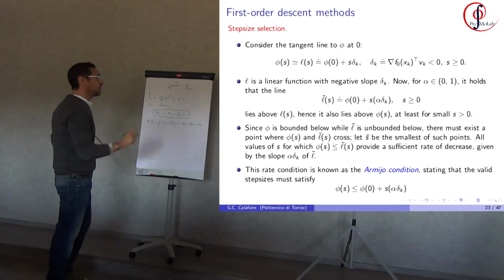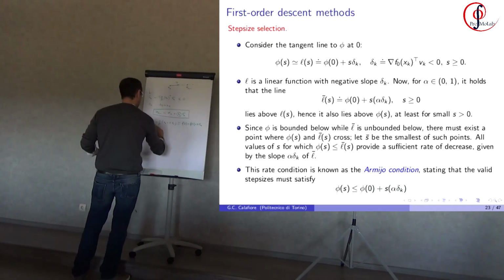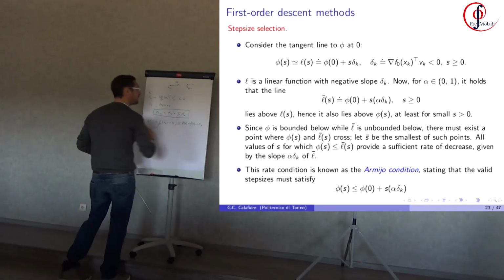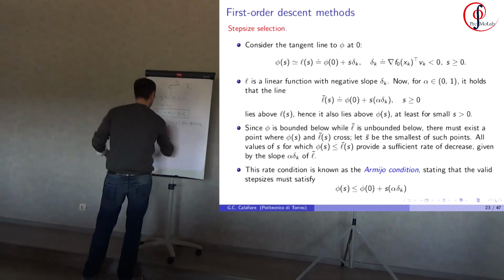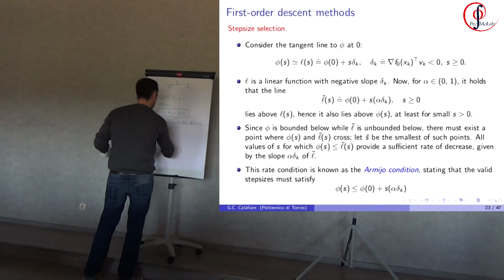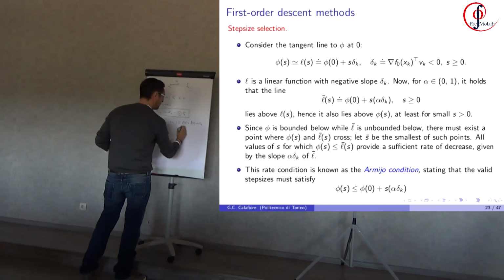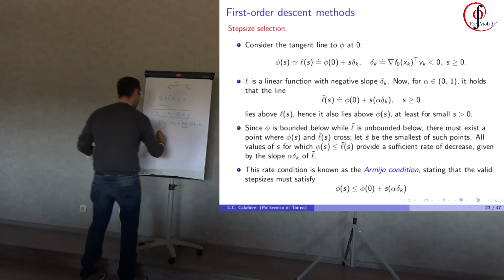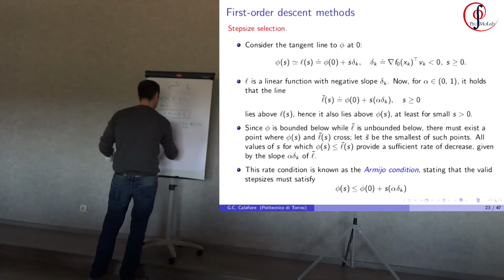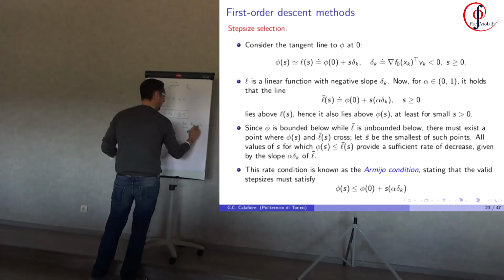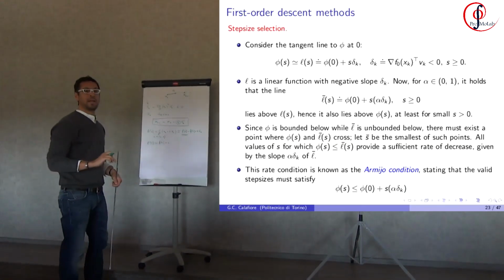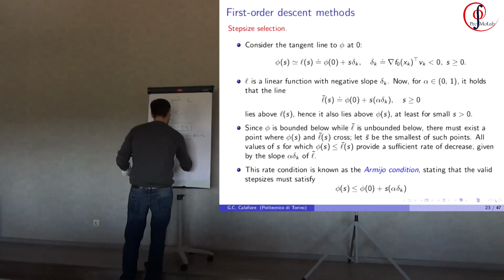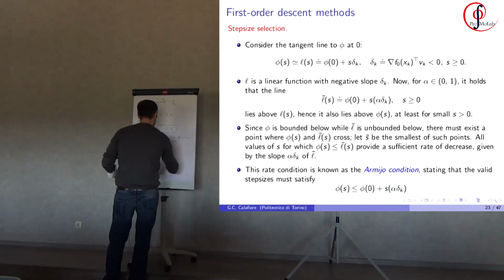And also we introduce some parameter alpha, which only has to belong to the interval (0, 1). And together with this line l, we define another line that I call l bar of s, which is more or less the same thing, but instead of having slope delta k, it has a slope which is alpha delta k.